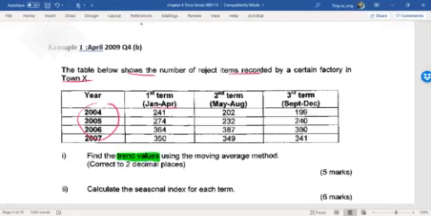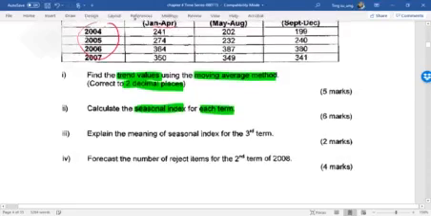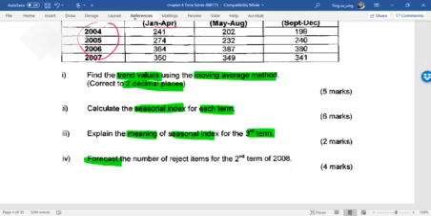The question wants you to find trend values using the moving average method. 2 decimal places will be needed. After that, the question wants you to find the seasonal index for each term. Then explain the meaning of seasonal index for third term. After that, forecast the number of rejected items for second term 2008. Okay, so let us do it one by one.